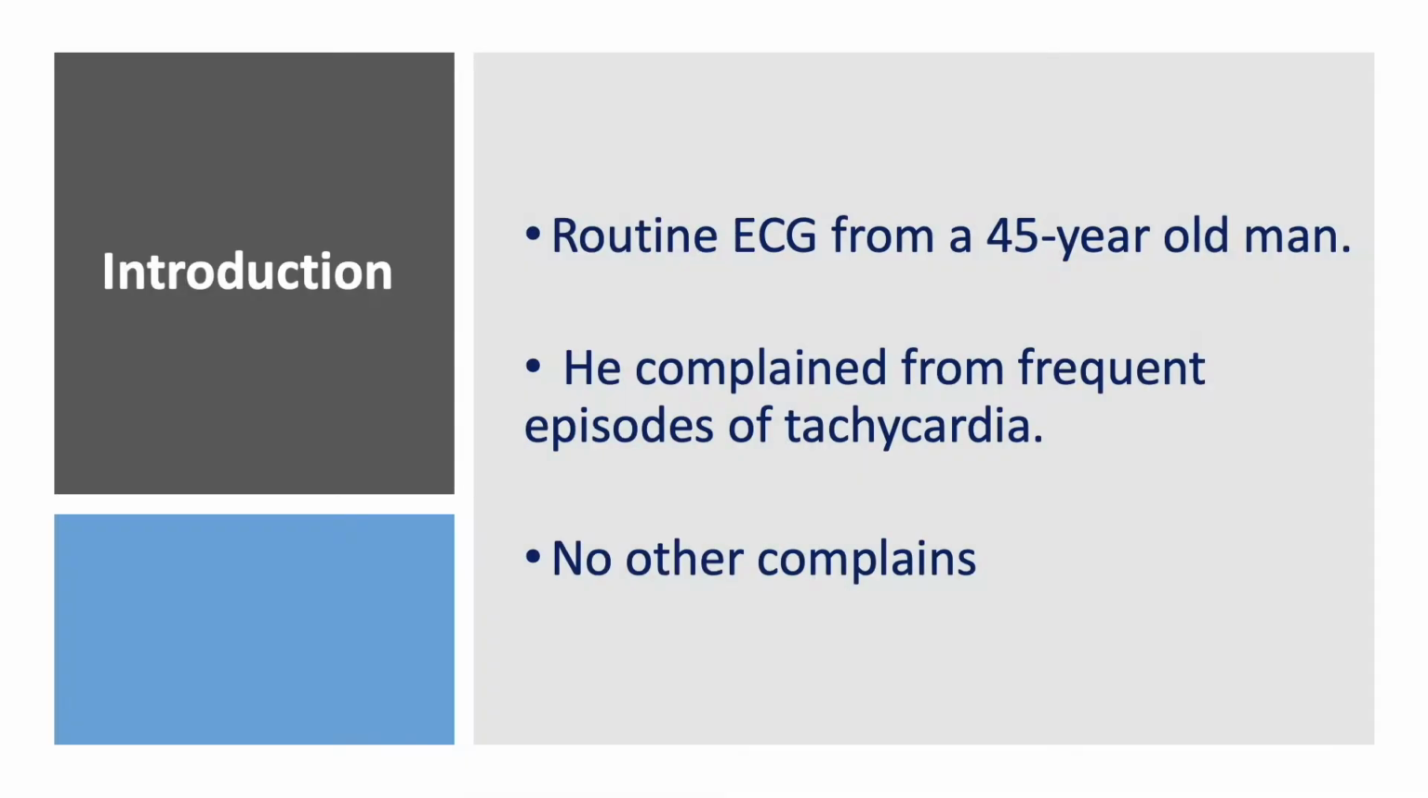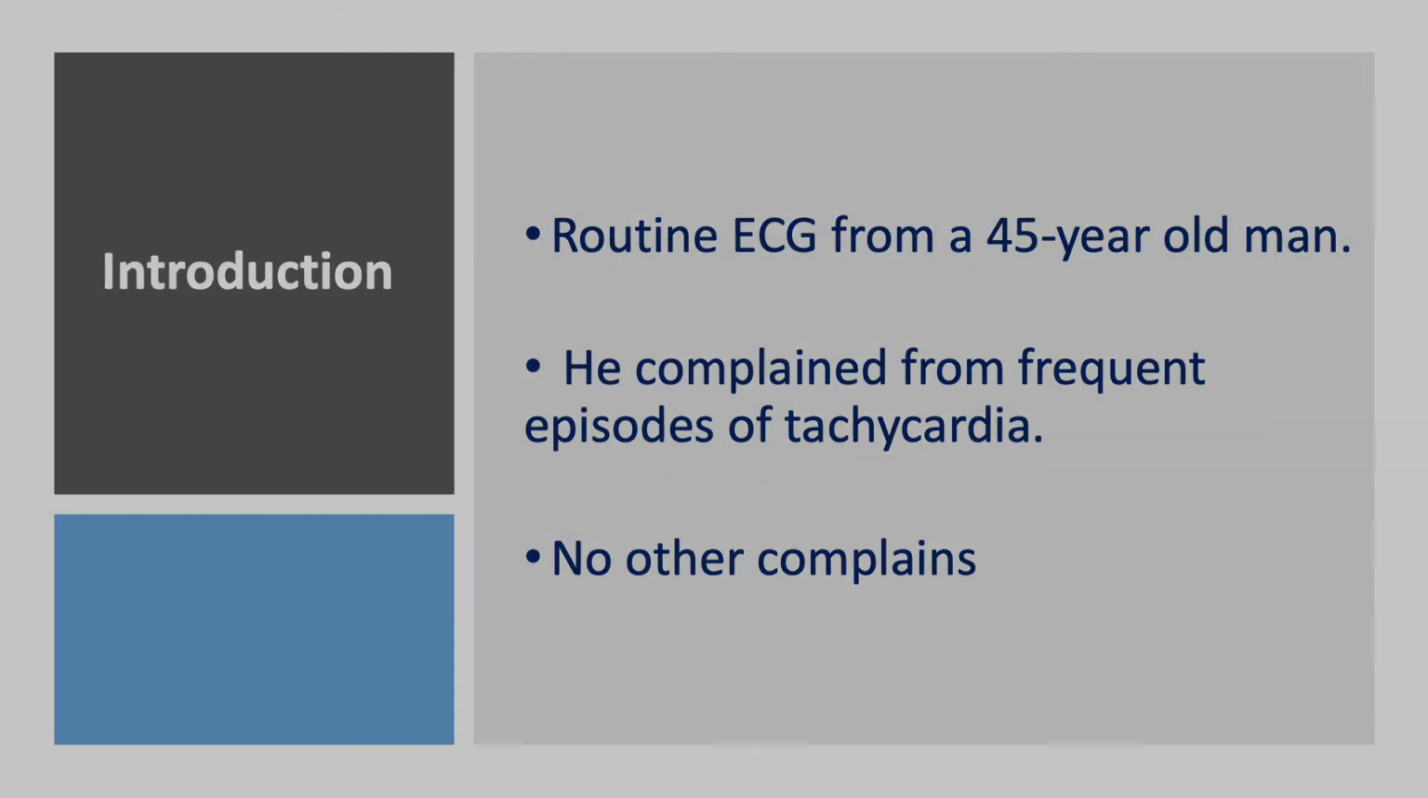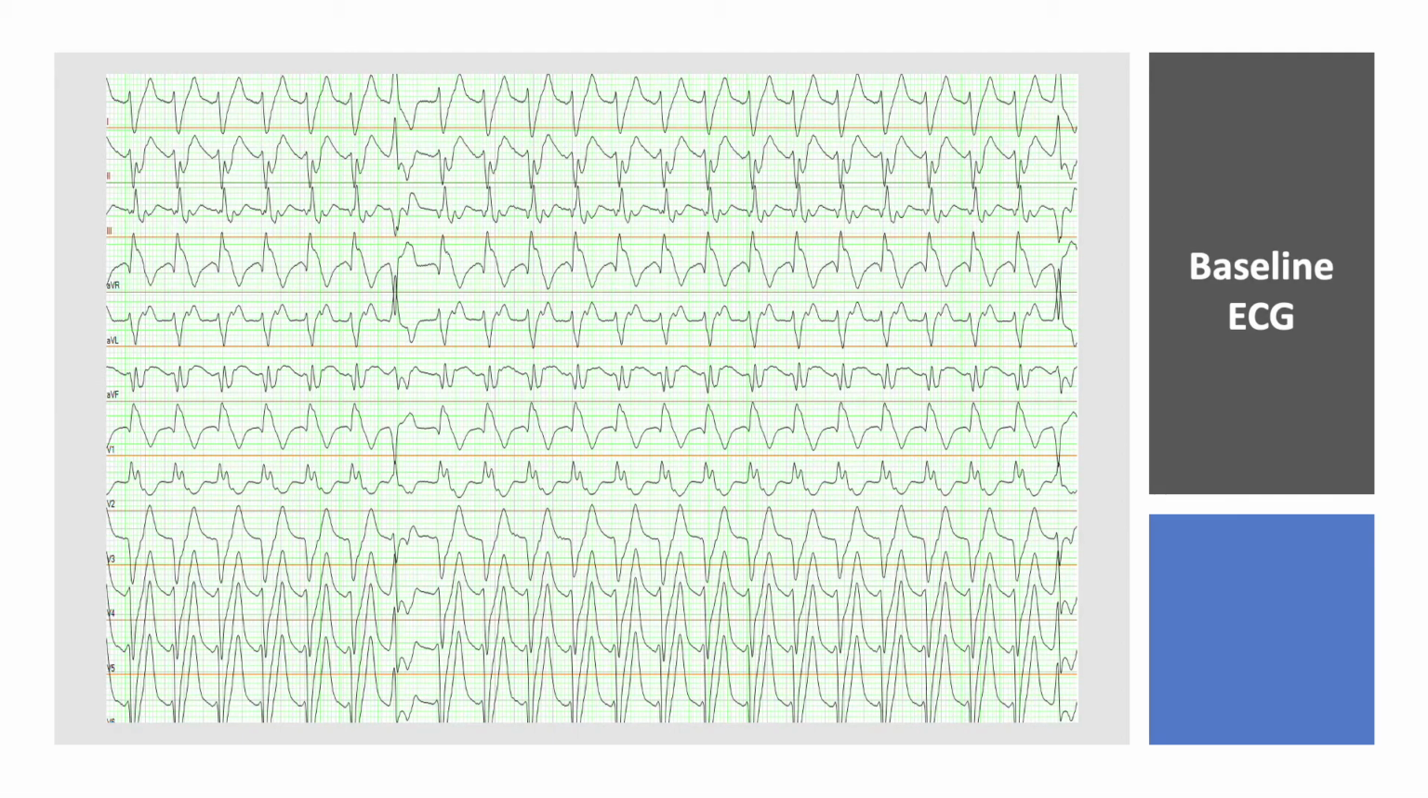So the ECG belongs to a 45-year-old man who complained of frequent episodes of palpitation. In the next slide, we will see the ECG together. The ECG shows a wide complex tachycardia with right bundle branch block pattern morphology. So the differential diagnosis could be a supraventricular tachycardia with aberrant conduction or ventricular tachycardia.